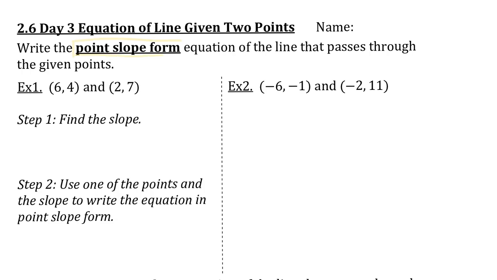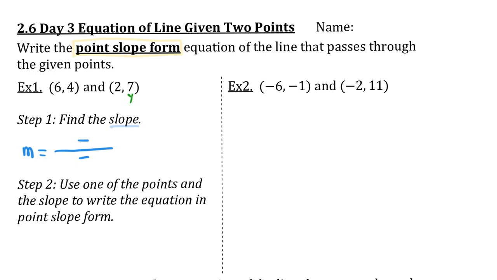To write point slope form, you need a point. We have two of those, and we also need the slope. So the first step is we have to get the slope because we have more than enough points. Okay, since I have 2 points, I'm going to use the slope formula. M equals, remember that's y minus y over x minus x.